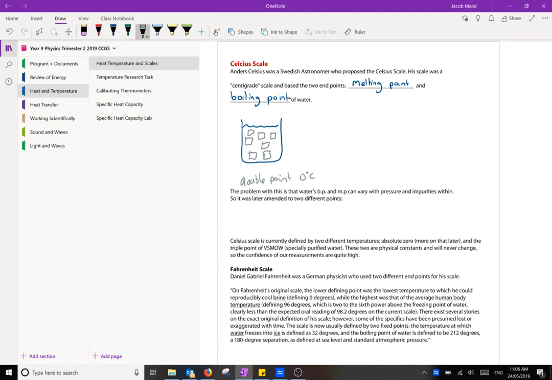Now, I believe Mr. Angus has been lucky enough, or kind enough, to produce for us a double point. It's basically just a bucket of water and ice that's been sitting there for long enough that they are at the same temperature. So you can very easily make the double point. So that's what he did.